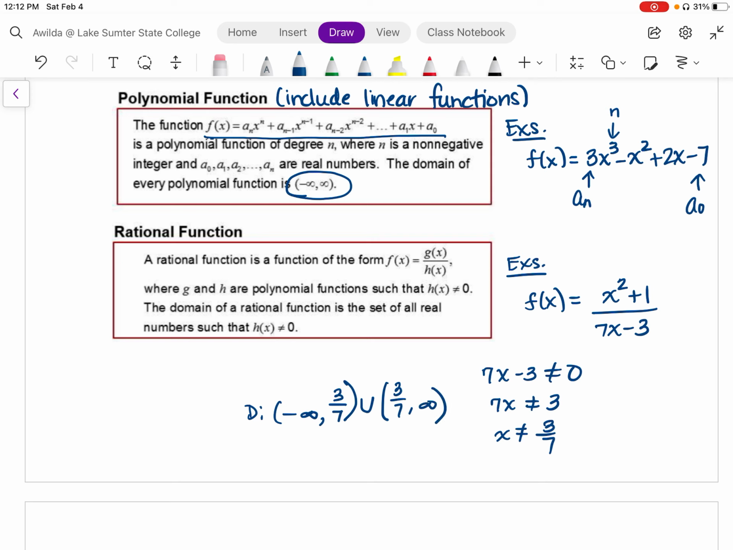So these are equivalent. To say that x cannot equal 3 over 7 is to say that the domain includes all numbers except 3 over 7. I kind of refer to this as hitting the speed bump. If you can imagine the real number line, it's like you're cruising along, everything's good. Here's 3 over 7. We can't include it, so we have to jump over it and then pick up on the other side.